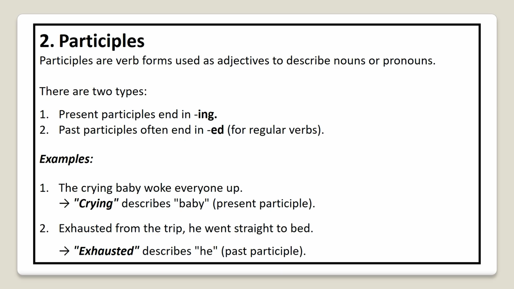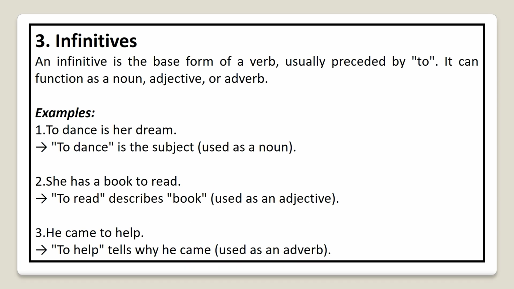An infinitive is the base form of a verb usually preceded by to. It can function as a noun, adjective or adverb. For example, to dance is her dream. To dance is the subject, used as a noun. To dance is her dream. Her dream is to dance. So to dance is the subject. So this is called the infinitive.